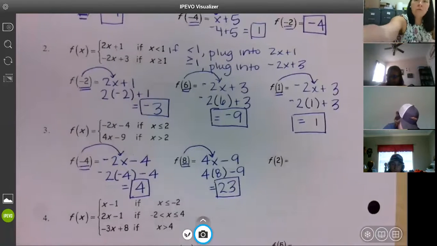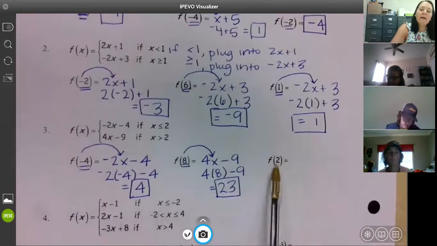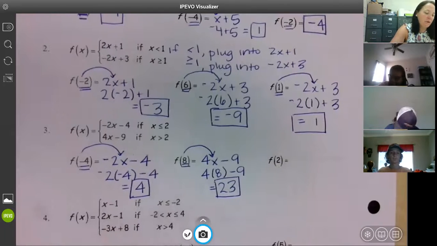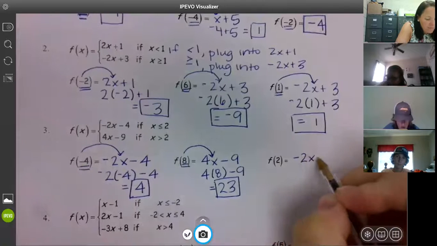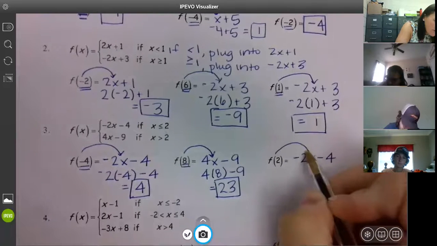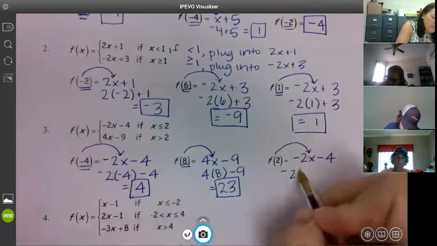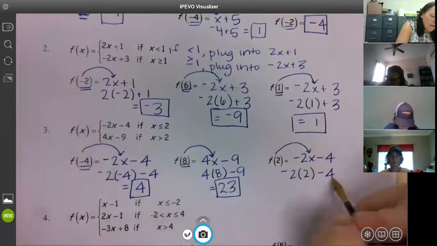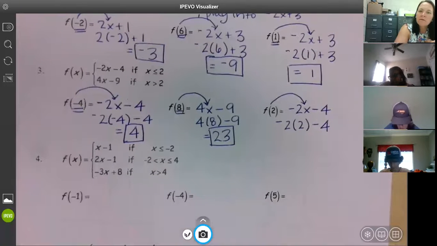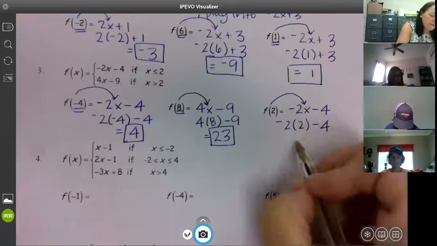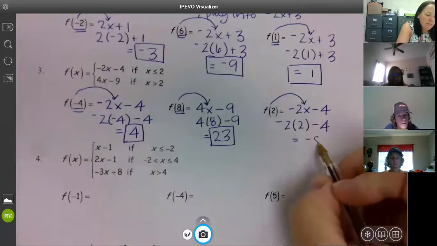All right, next. F of 2. First one or the second one? First one. Why the first one? Because it's equal to 2. It says equal to 2. So put the first one down. And we're going to plug the 2 in. So negative 2 times 2 minus 4. Negative 2 times 2 is negative 4. Minus 4 is negative 8. Appreciate that.